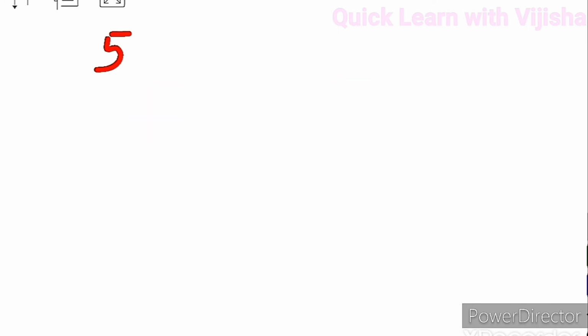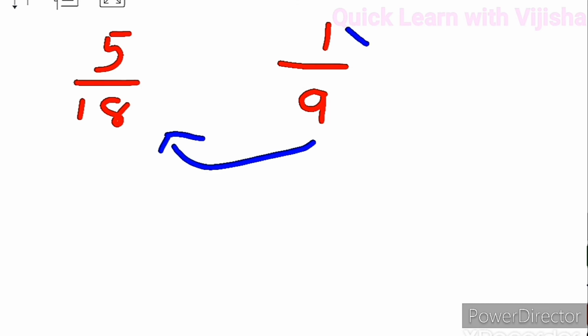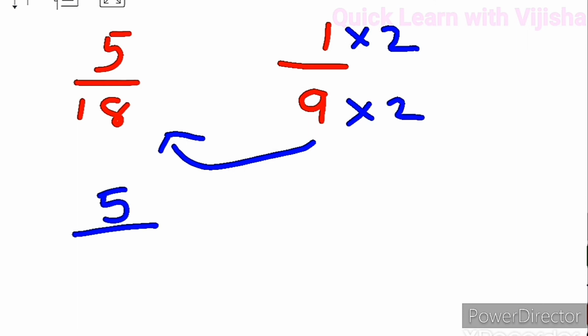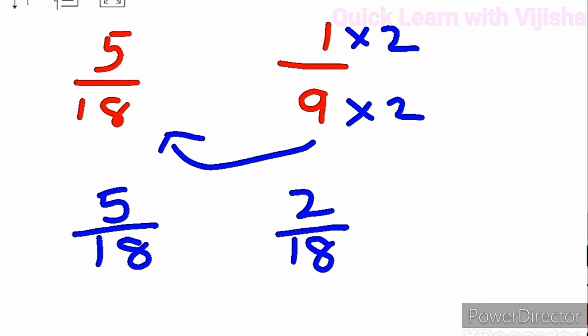13th question. 5 upon 18 and 1 upon 9. Now neither numerators nor the denominators are same. We can make 9 into 18 by multiplying with 2. 9 2s are 18. So your fraction is 5 upon 18 and 1 2s are 2, 9 2s are 18. Now which side will be the greater? 5 upon 18 will be greater. Understanding, children? So this way you can solve the rest of the sums. Hope you are understanding the concept.